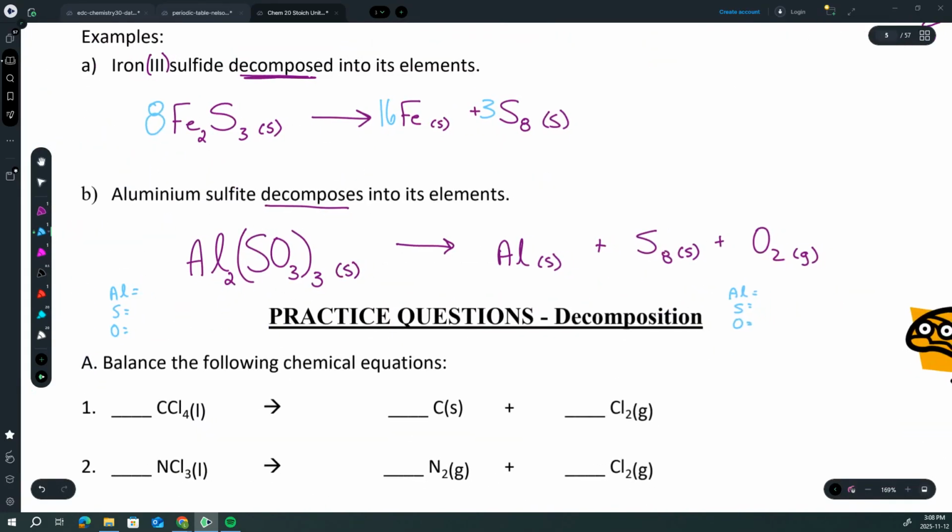For the reactant side, aluminum, there's 2 of them right now in the skeleton equation. For sulfur, this 3 applies to everything inside of the bracket, so not just the oxygen, but also the sulfur. So there's 3 times 1 sulfur here, so there's 3 sulfurs. And for oxygen, there's 3 times 3 oxygens, so that's going to be 9. Then doing the same thing over on the product side, there is 1 aluminum, 8 sulfurs, 2 oxygens.